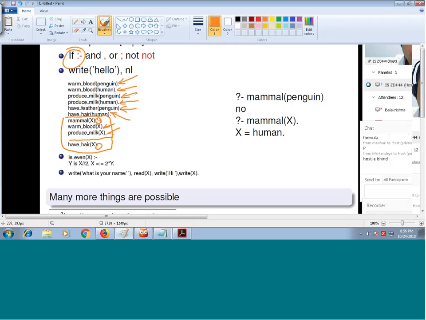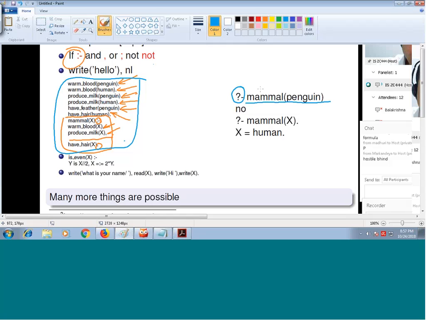If I define it like this, this is my program, and there is an underlying logic that understands this. Now I compile this in Prolog, and then I can ask the question: mammal penguin, whether penguin is a mammal.